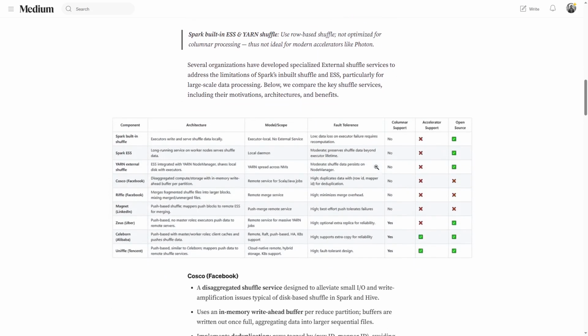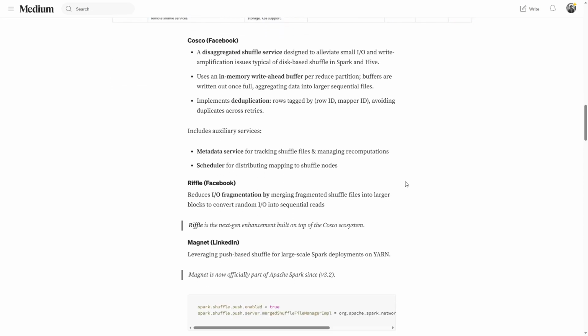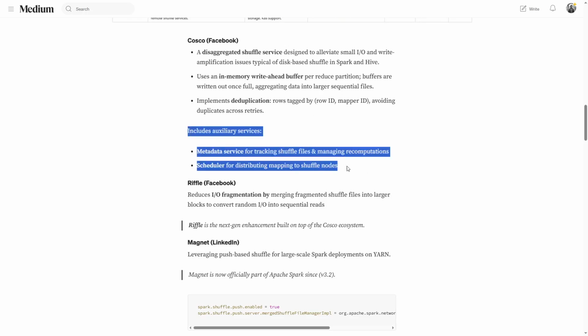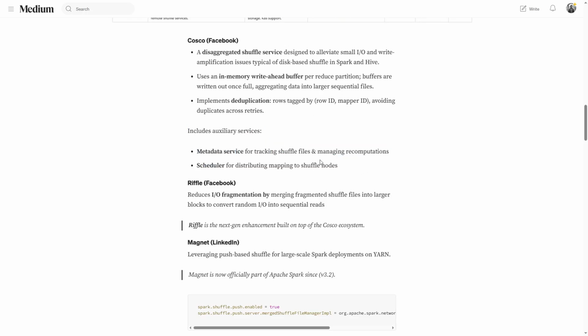So this was there. Then a few other companies, for example, Facebook, created a disaggregated shuffle service called Costco, and it was designed to alleviate the small I/O and write amplification issues that were there. It used an in-memory write-ahead buffer per reduce partition, and this was an attempt to solve certain challenges of the shuffle service which was there with Spark, and this used to run as an external service. So this was not linked to the main process of the Spark application. Also, it has an overhead of running its own scheduler as well as a metadata shuffle service.